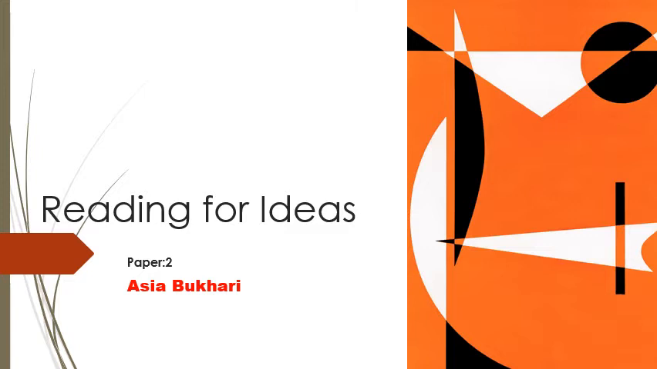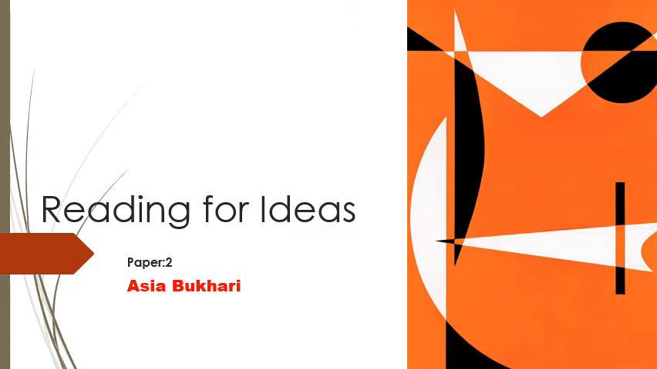This is Asya Bukhari, your English teacher, and today I am going to talk about O Levels English Paper 2, which is a reading paper. This paper has two comprehensions, 25 marks each. The first comprehension is reading for ideas.